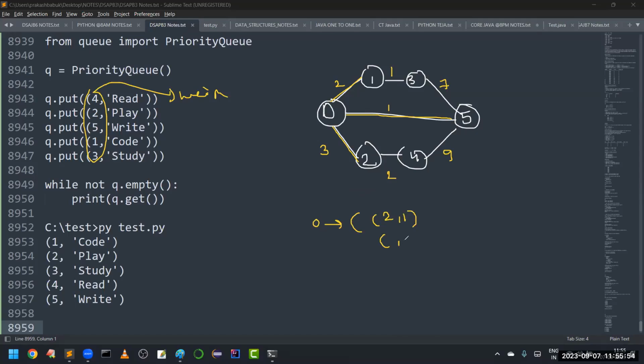And the next edge is 0 to 5. Its weight is 1. So next 0 to 2, its weight is 3. Like this, the first parameter is weight and the second parameter is node. So if you process this, which one will come first, sir? 1 comma 5, right? That means this is the shortest path.